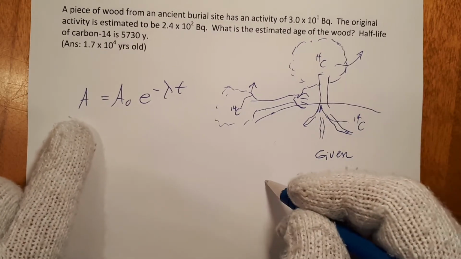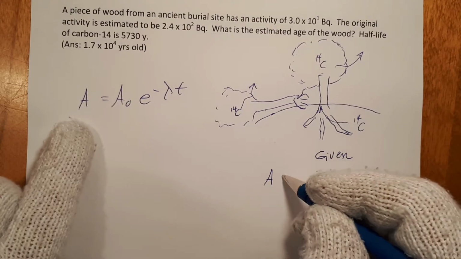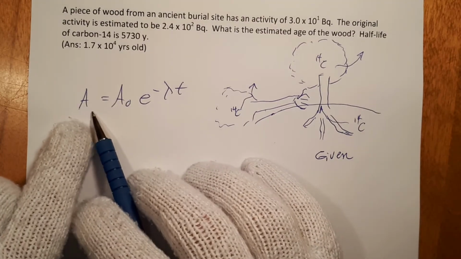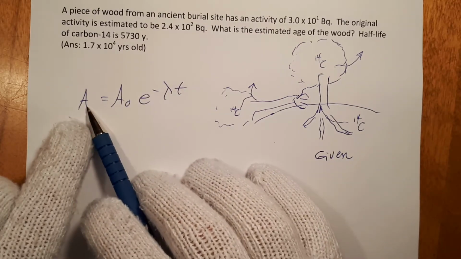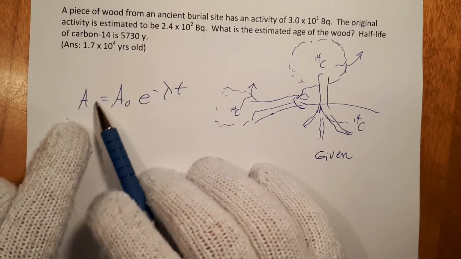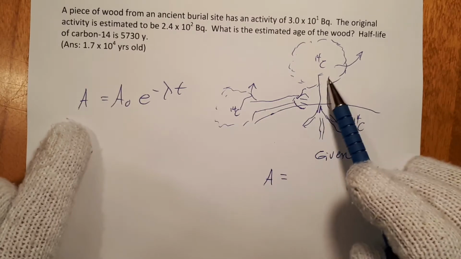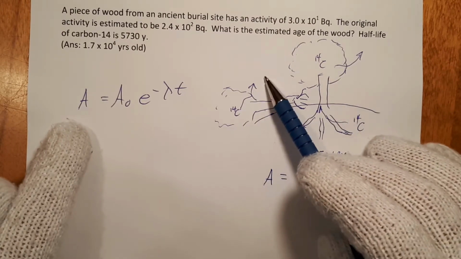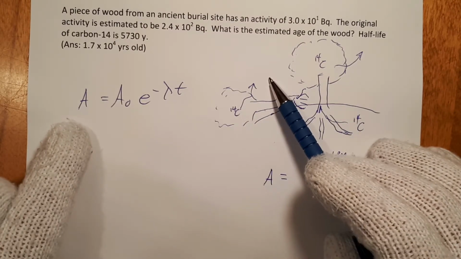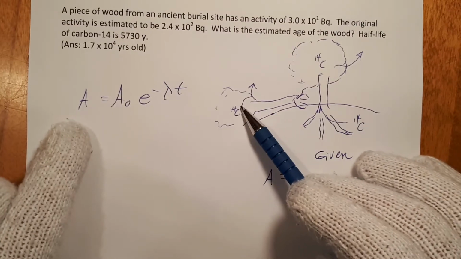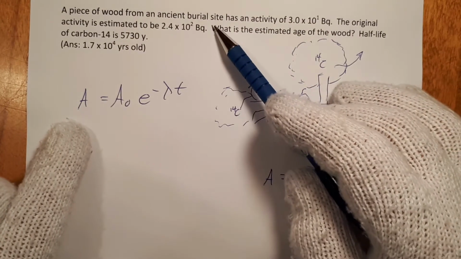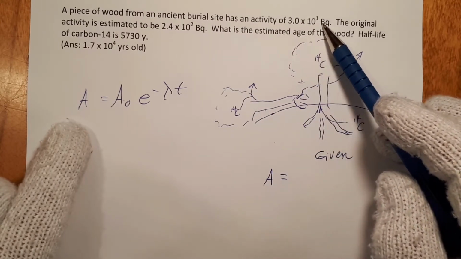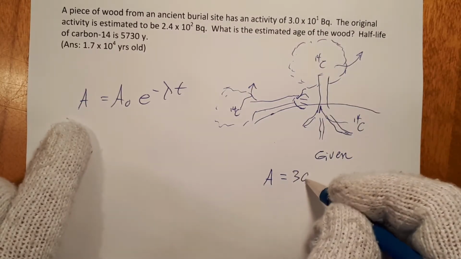This is A, the activity today. After a period of time, this A represents the activity as of today. So this tree died some time ago, and the carbon-14 has been decaying. How much carbon-14 is left over today, or the activity that is left over today, that's what A is. And it says here, it has an activity of 30 becquerel. That is today's activity.